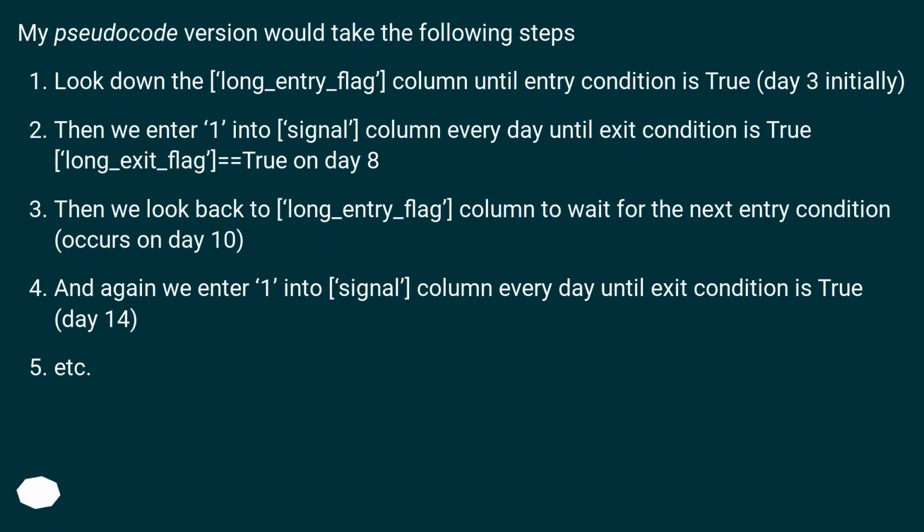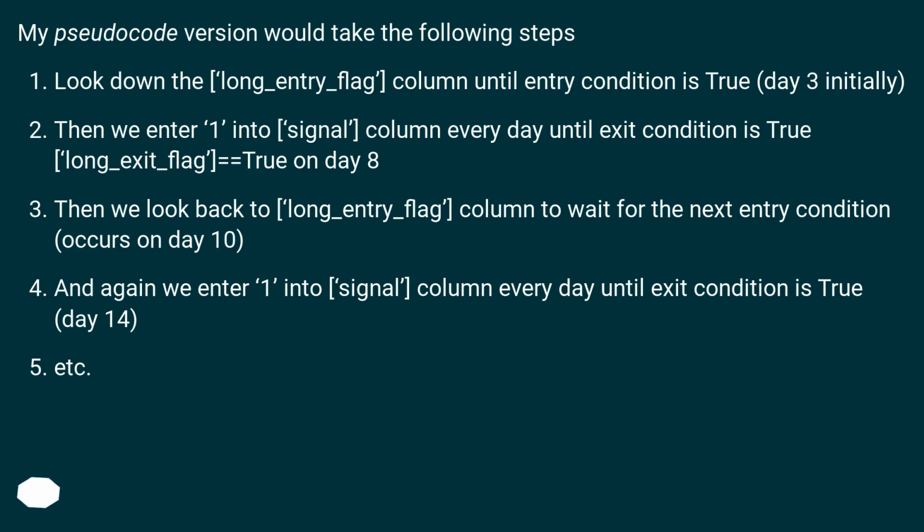My pseudocode version would take the following steps. Look down the long_entry_flag column until the entry condition is true, day 3 initially. Then we enter 1 and 2, signal, column every day until the exit condition is true, long_exit_flag equals true on day 8.